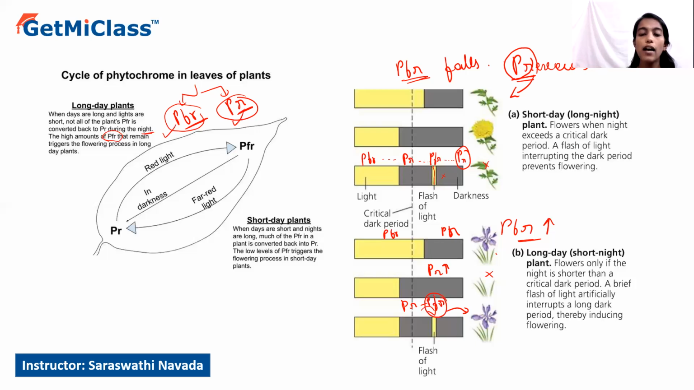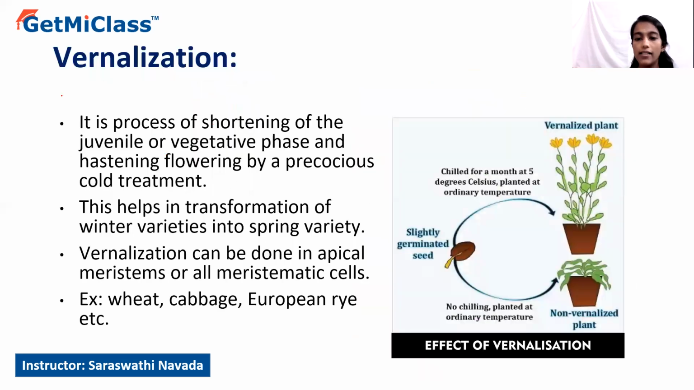So next is vernalization. Vernalization can be defined as a process of shortening of the juvenile or vegetative phase and hastening flowering by a precocious cold treatment. In simple terms, it is inducing flowering in plants upon cold treatment, where the vegetative phase is shortened and the flowering period is induced earlier by the precocious cold treatment.